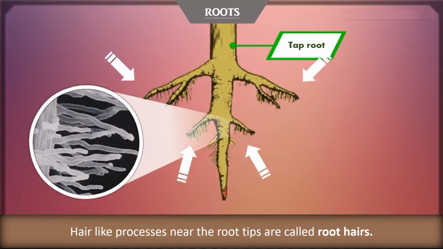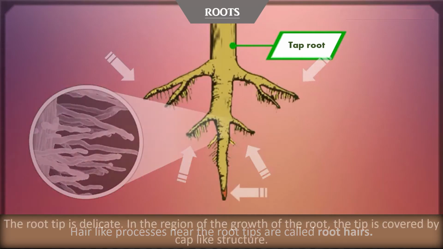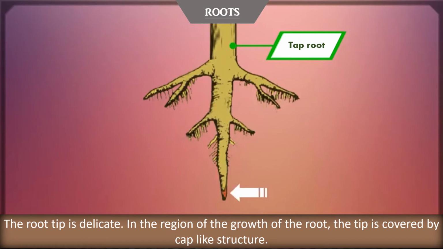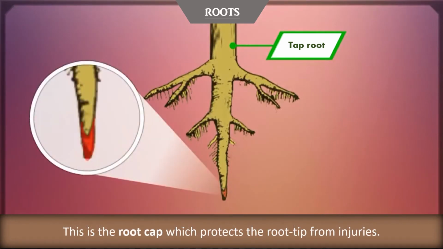Hair-like processes near the root tips are called root hairs. The root tip is delicate. In the region of growth of the root, the tip is covered by a cap-like structure. This is the root cap, which protects the root tip from injuries.